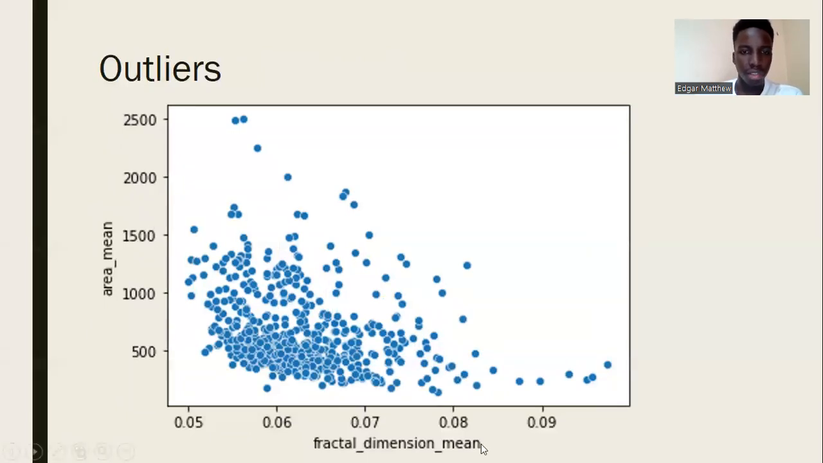With area mean and fractal dimension mean, there are a few outliers in that it's not conclusive that with increasing fractal dimension mean we should rule out the possibility of the cells being cancerous, but a few times it doesn't follow suit, as you can see with some of these outlier plots.